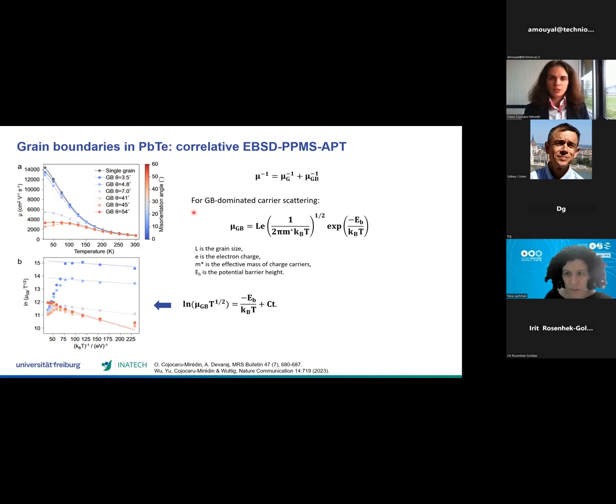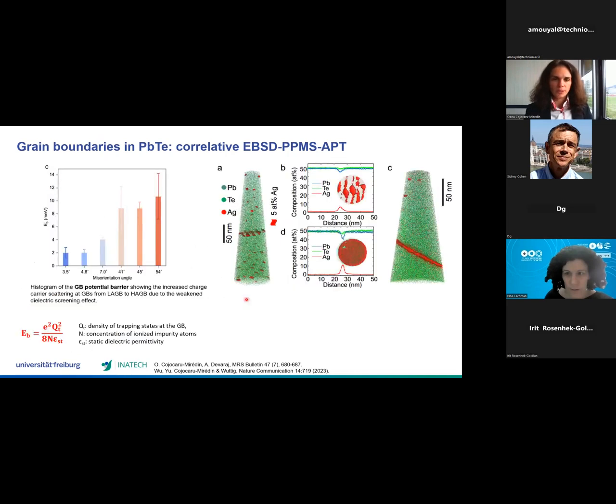And for thermoelectric materials, there is the so-called grain boundary dominated carrier scattering model. We didn't develop it ourselves, it's well known in the literature. This model shows that the mobility is directly proportional to the barrier height. So basically, by having the mobility values, we could also determine the barrier height for all these grain boundaries.